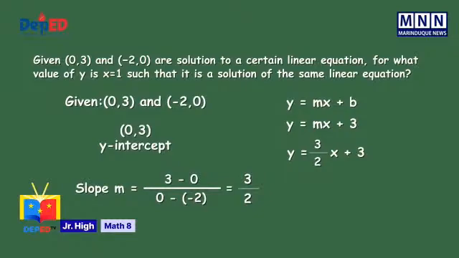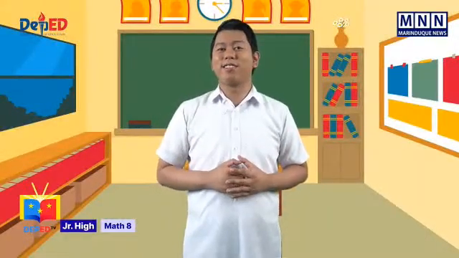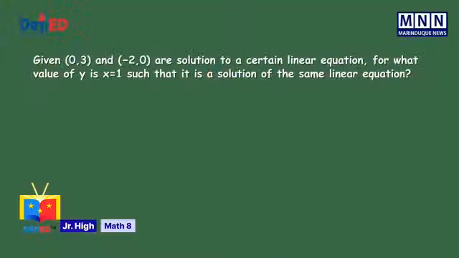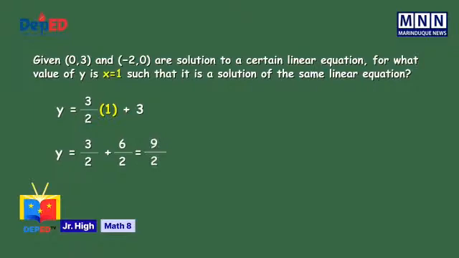Going back to our linear equation, y is equal to mx plus 3, this will be y equals 3/2 x plus 3. Now that we have the linear equation, we can now find for the solution where x equals 1. First, substitute the value of x equals 1 to the equation, which will be y equals 3/2 times 1 plus 3. Simplifying this, we get a value of y equals 9/2. Therefore, when x equals 1, y is equal to 9/2.